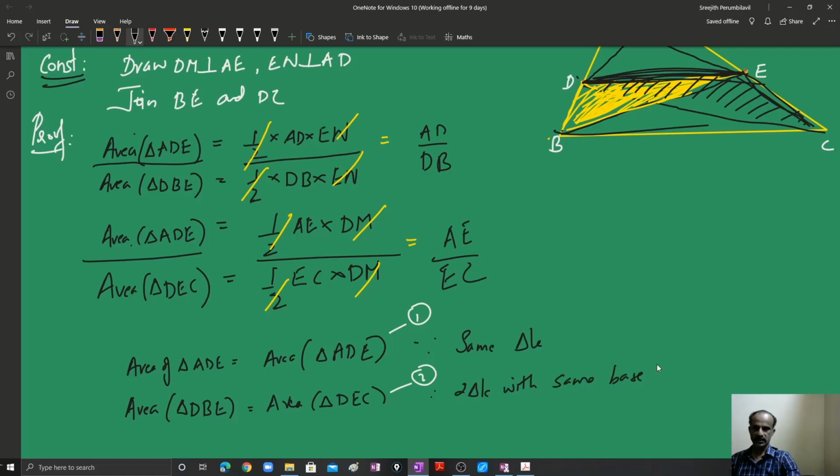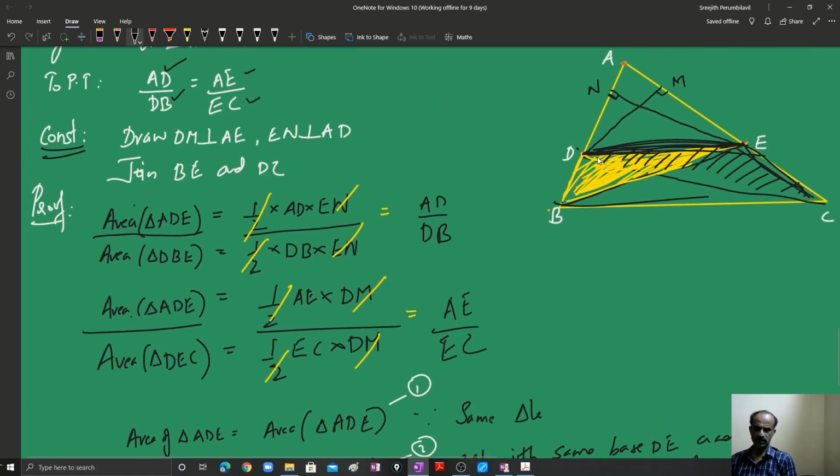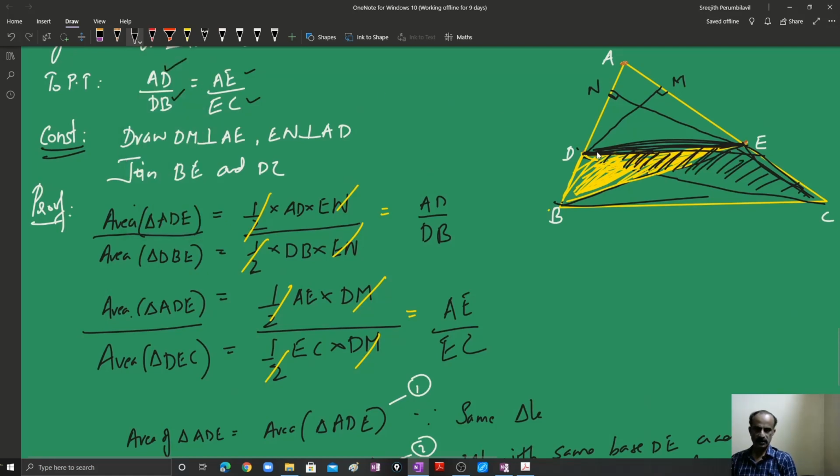I am going to take the position. Earlier we took this as the base. Of course, if I consider those two triangles, this can also be considered the same base, DE, lying between two parallels. Which are the parallel lines? DE and BC. Therefore, their areas are equal. Is it clear or not? This is the vital point in this particular proof: these two triangles have the same base.